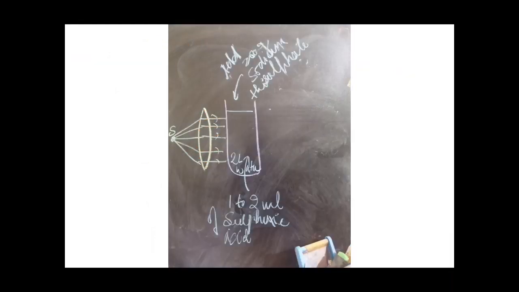Now you have to take a beaker. In the beaker you have to take 2 liters of water. You have to add 200 grams of sodium thiosulfate, and then you have to add 1 to 2 ml of sulfuric acid. Now this is our setup. Then you have to take a cardboard and make a hole, so that very little light ray will pass through it. Now it has become a colloidal solution after adding so many things.